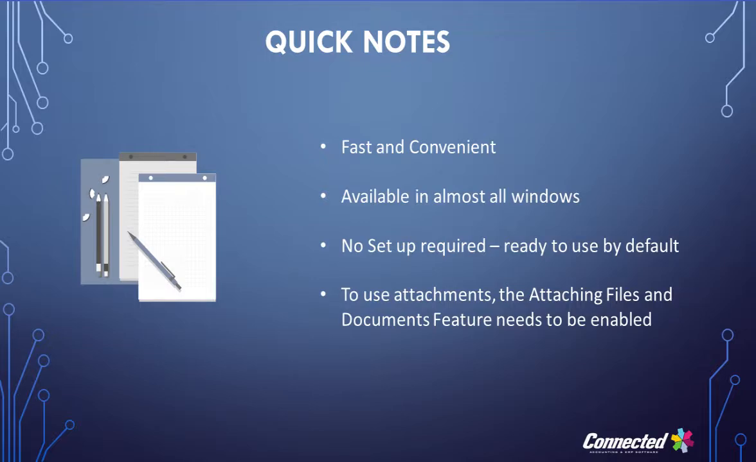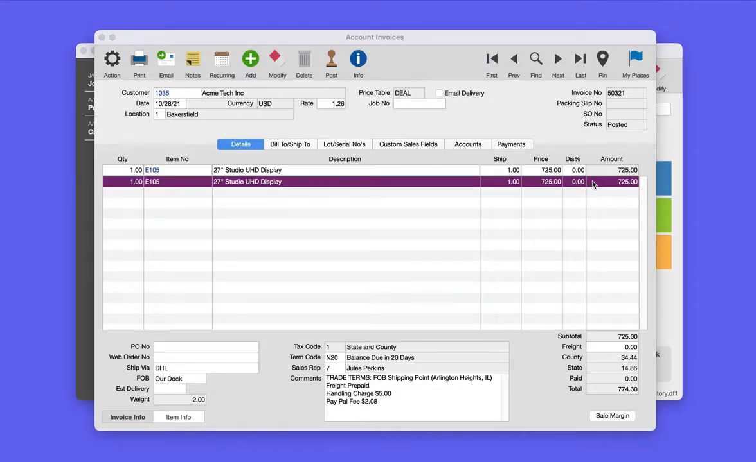Quick Notes are available in virtually every screen, with the exception of setup windows. Quick Notes requires no setup. Connected Notes and Quick Notes are already available in all screens listed by default. However, to use the Quick Notes and Link Files option, the Attaching Files and Documents feature must be enabled. There are two ways to enter a Quick Note, and I'm going to show you both of them.